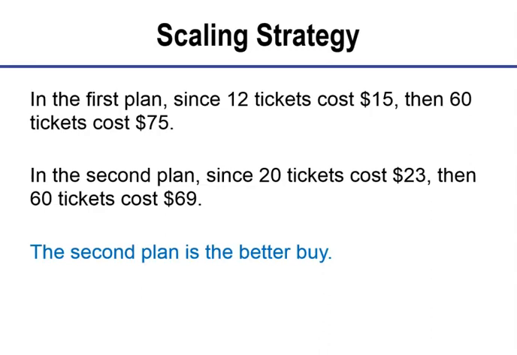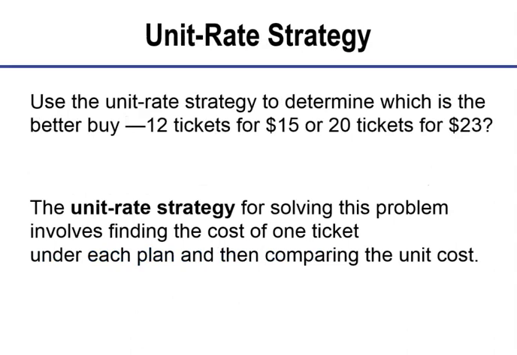Now, I would tend to think more along the lines of the unit rate strategy, and likely this is what you thought too. Use the unit rate strategy to determine which is the better buy, 12 tickets for $15 or 20 tickets for $23. So once again, the same exact problem, but the unit rate strategy involves finding the cost of one ticket under each plan and then comparing the cost. And this is probably the way that your brain thought of handling this. So let's calculate for one ticket.